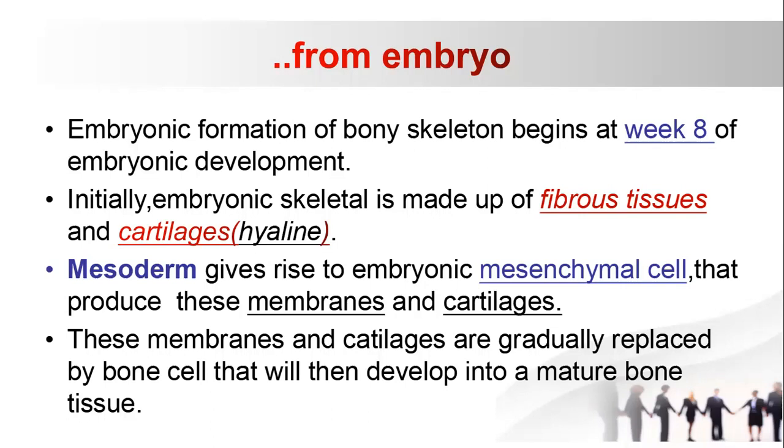Basically, we have other forms of cartilage, which include the fibrocartilage and the elastic cartilage that are found elsewhere in the body. So mesoderm gives rise to embryonic mesenchymal cells that produce these membranes and cartilages that are gradually replaced by bony cells and then develop into mature bone tissue. So that's an overview of how the embryonic skeleton begins. In more detail, as you follow the discussion, you'll find them right in this chapter.